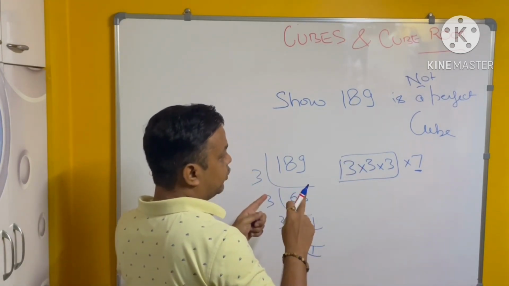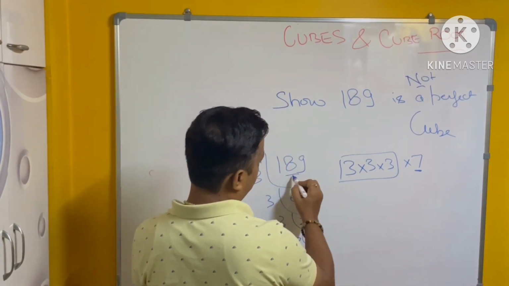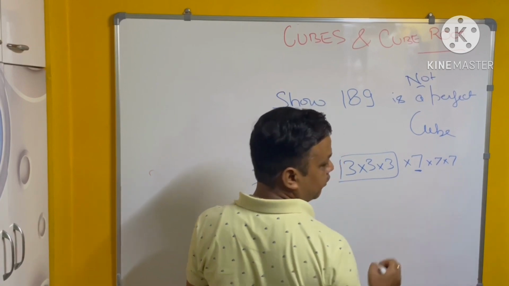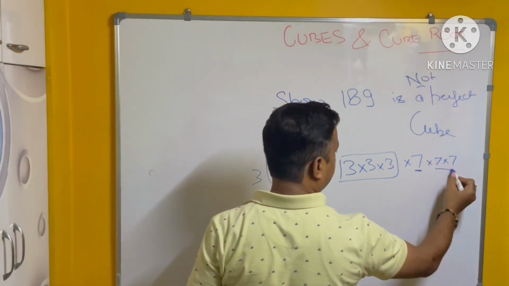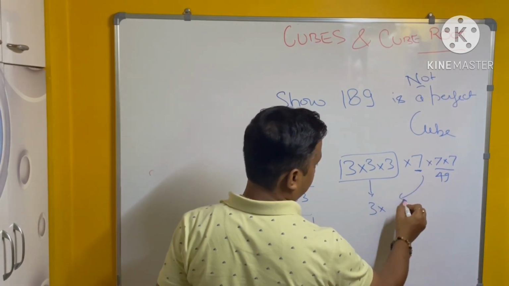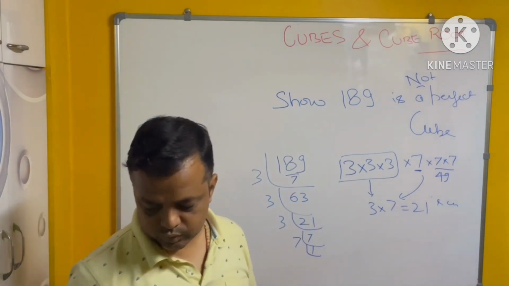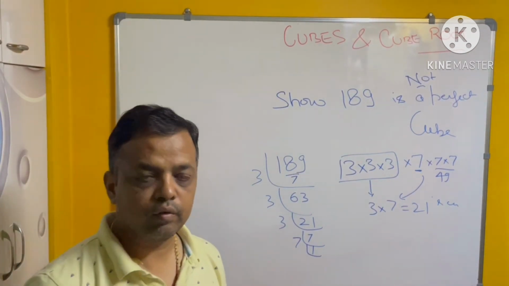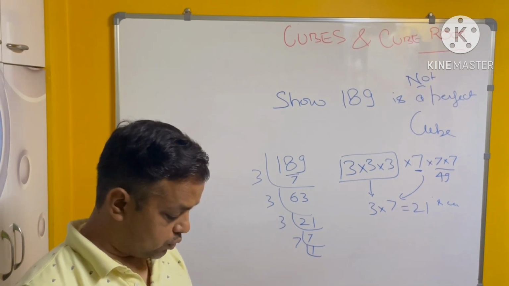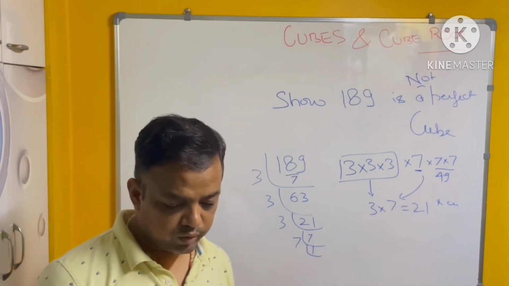So if we need to make this number a perfect cube, either we need to divide this number by 7 or multiply it by 49. Then it will become 3 and 7, 21's cube. Fine. So this is the method of factorization. Here also, the cube of every even number is even and of every odd number is odd.